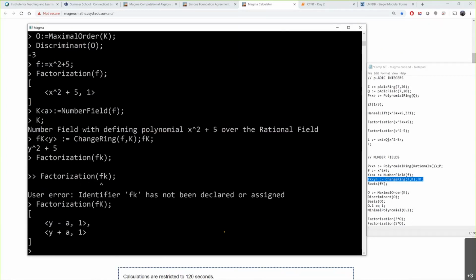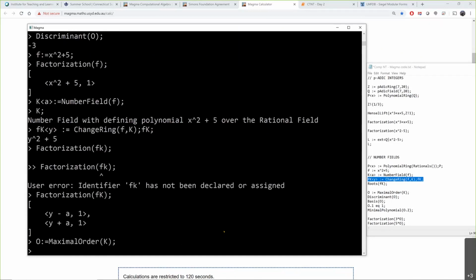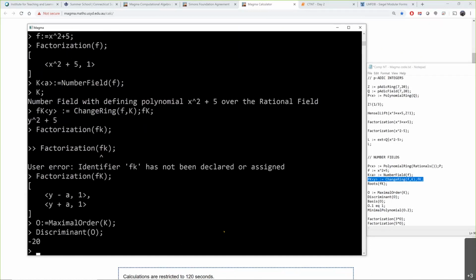And there you go. So now remember, A here is the generator of Q adjoint the square root of -5. So A is the square root of -5. And now it's giving me a factorization in the quadratic field of that polynomial. Now it factors. I do have the roots. Again, I can define the maximal order, and I can do the discriminant. That's correct. It's now -20.